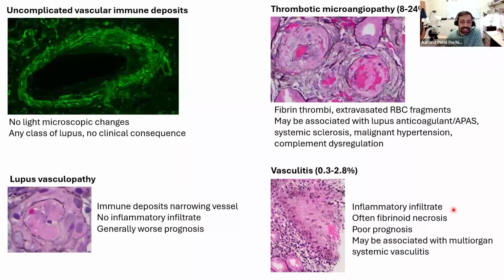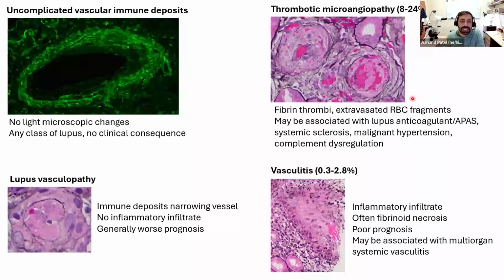And in these cases, there's not just deposits, but there's also an inflammatory infiltrate and often necrosis of the vessel wall. And these lesions are associated with more severe disease and worse prognosis. And in some instances associated with systemic vasculitis in other organs as well. And then finally, in lupus patients, we can also find thrombotic microangiopathy in extraglomerular vessels.